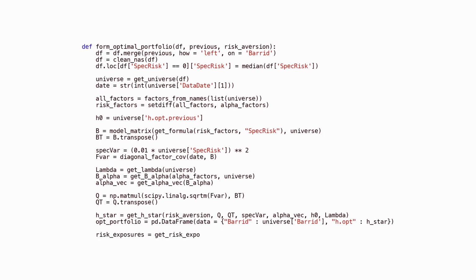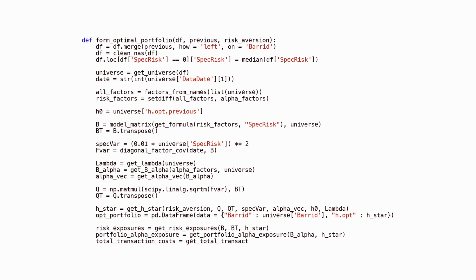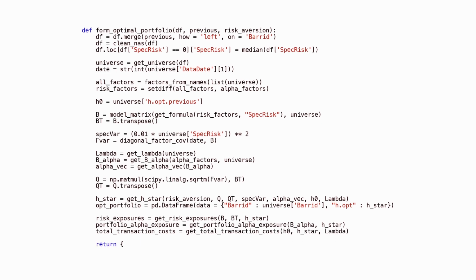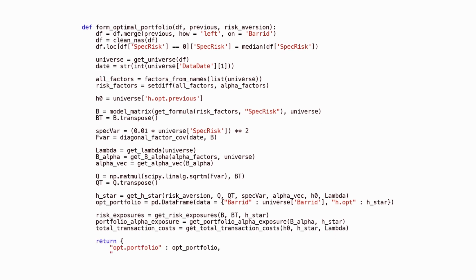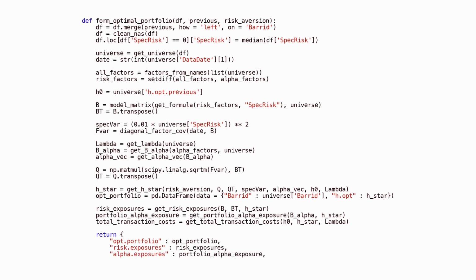Next, the code calculates the factors that will be used in the risk model, including all factors and alpha factors that are expected to outperform the market. The H0 variable represents the previous optimal portfolio weights, while B and BT are matrices used to calculate the overall risk factor and covariance matrix. The spec_var variable represents the specific risk of each asset, which is used in the calculation of the optimal portfolio.